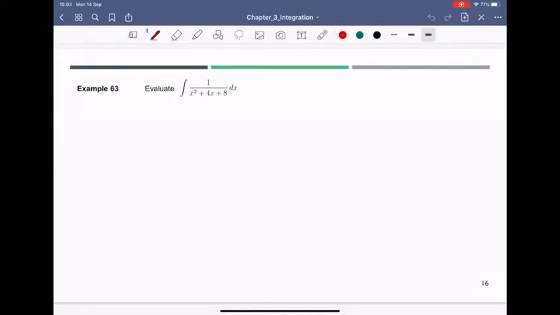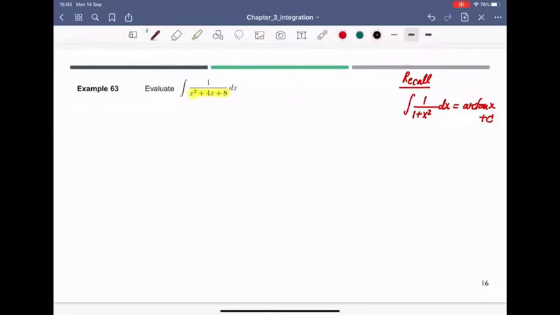If you recall, we have the integral of 1 over 1 plus x squared dx. This is arctan x plus c. The form that we have is 1 over 1 plus x squared. But in the given problem, I have x squared plus 4x plus 8. So it is not an exact match now, but we can simplify it.